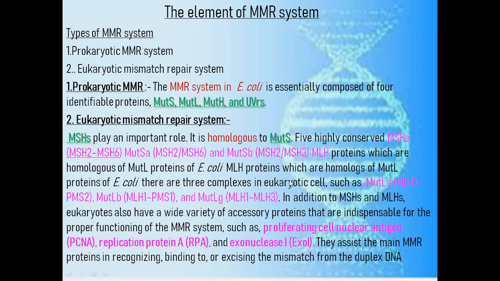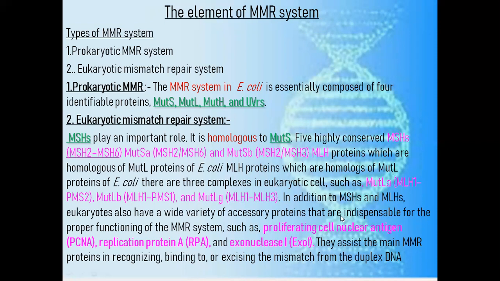MLH proteins, which are homologous of MutL proteins of E. coli, and there are three complexes in eukaryotic cells, such as MutLα, that is composed of MLH1 and PMS2, and MutLβ is composed of MLH1 and PMS1, and MutLγ. MutLγ will be composed of MLH1 and MLH3.